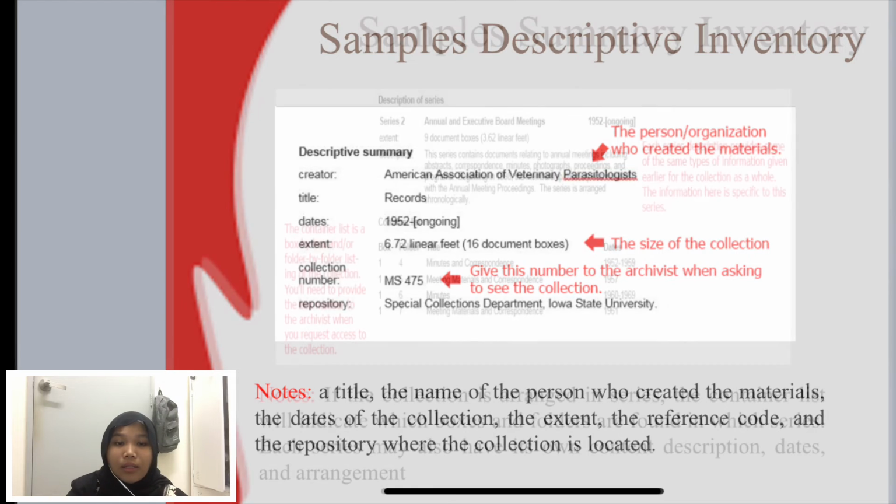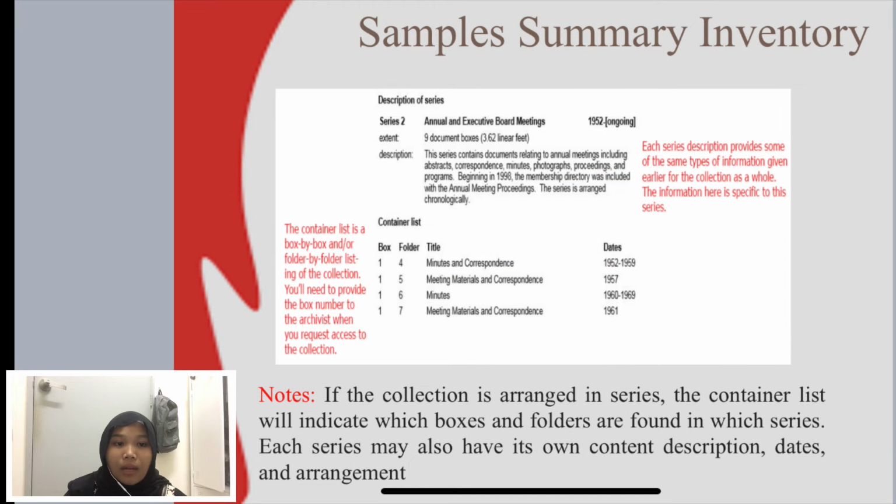And the last one is the example of a summary inventory. If the collection is arranged in series, the container list will indicate which boxes and folders are found in which series. Each series may also have its own content description, dates, and arrangement. Thank you. I'll pass the next point to the next presenter.